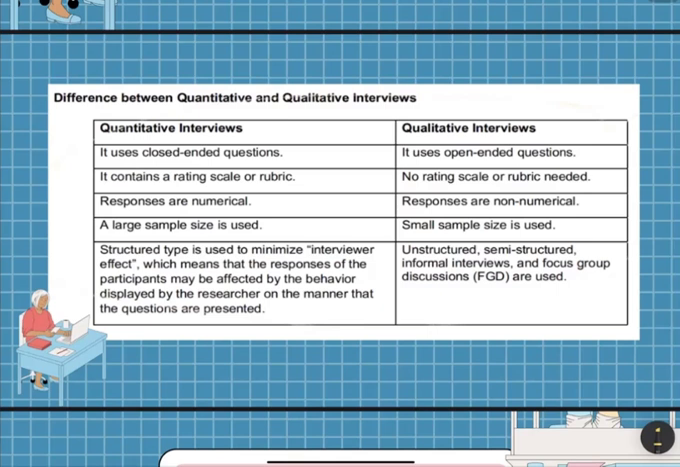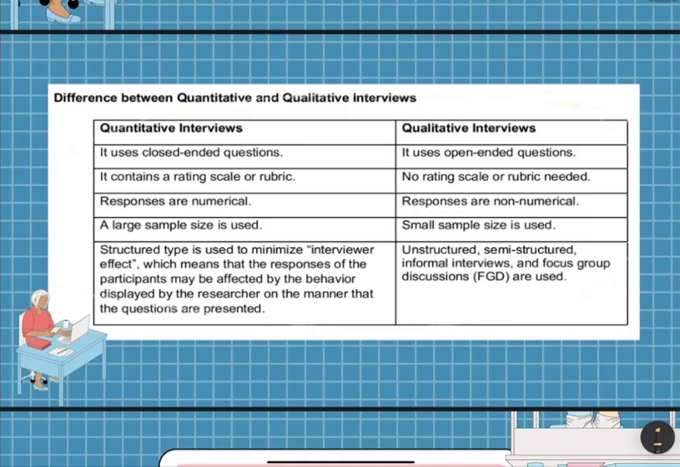And here, remember that when we do quantitative interviews, our sample size is usually large as compared to qualitative interviews. The structured type is used to minimize interviewer effect, which means that the responses of the participants may be affected by the behavior displayed by the researcher or the manner in which the questions are presented.